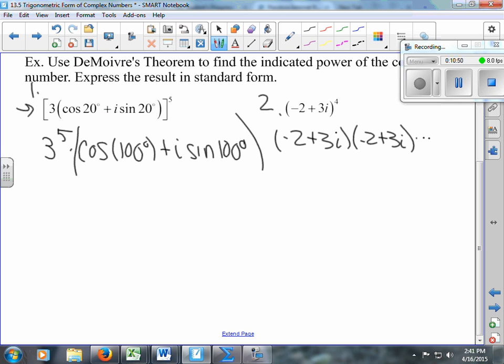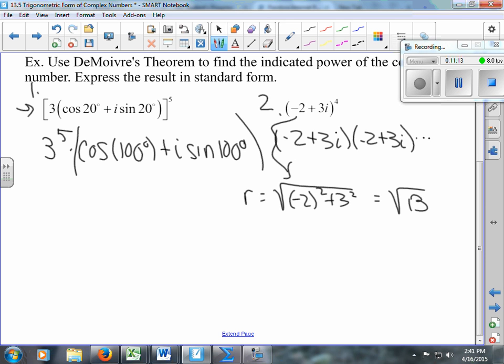So that's what we're going to do. We're going to first change this to trig form, and then it'll be a very simple thing to do. Okay, so I need to find the modulus. I need to find r. That's the length of it, or the distance away from 0. And so that's the square root of -2 squared plus 3 squared. And so that's the square root of 13.